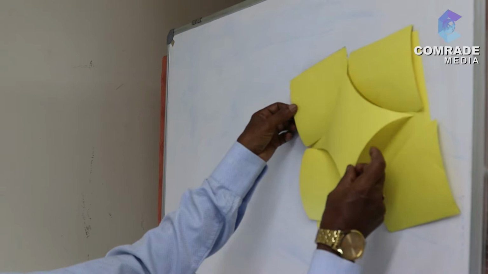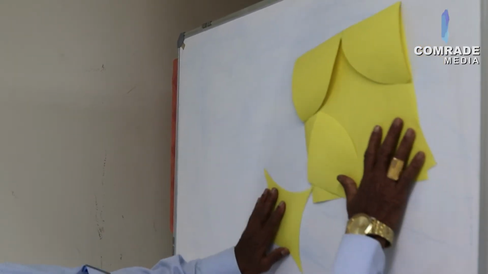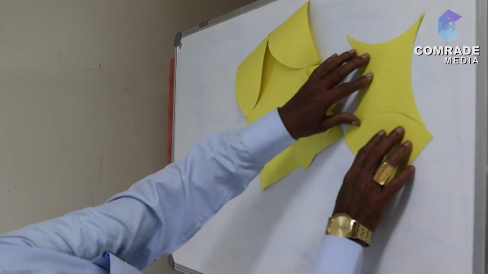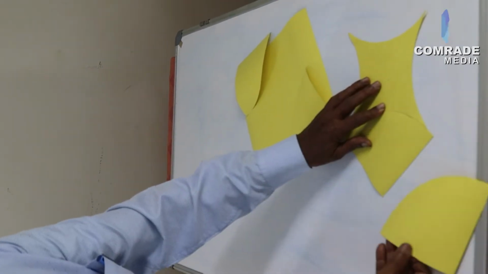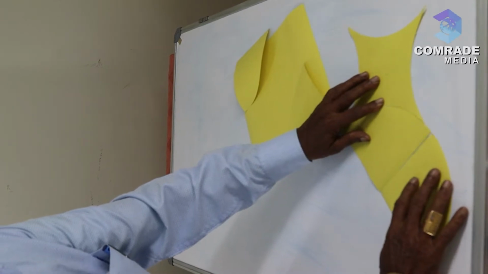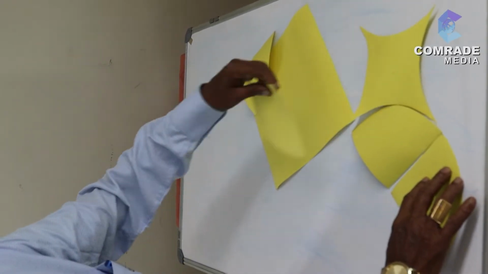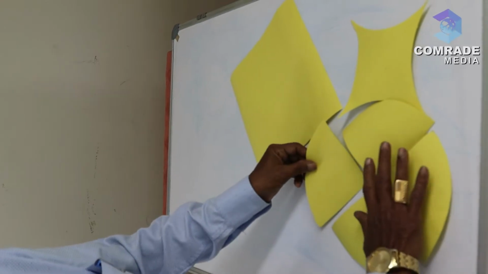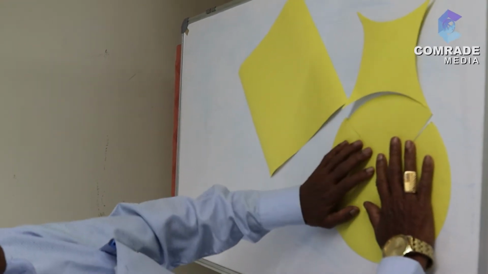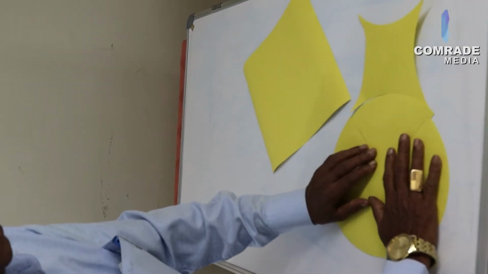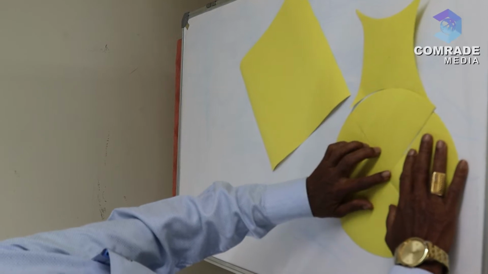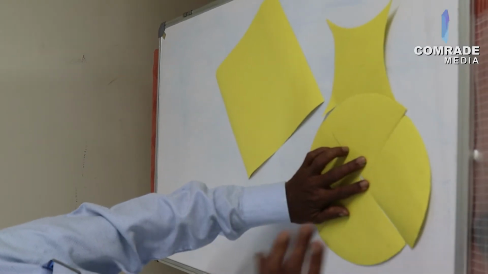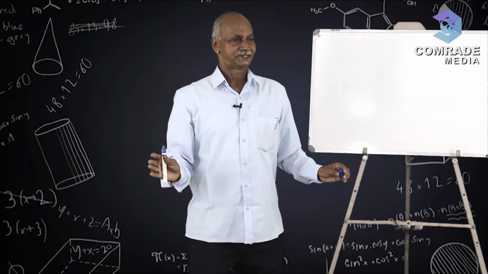Then afterwards you have to rearrange it. Rearranging is in this manner. See, this is a circle. This is the shape of a pot. I hope you understood this.